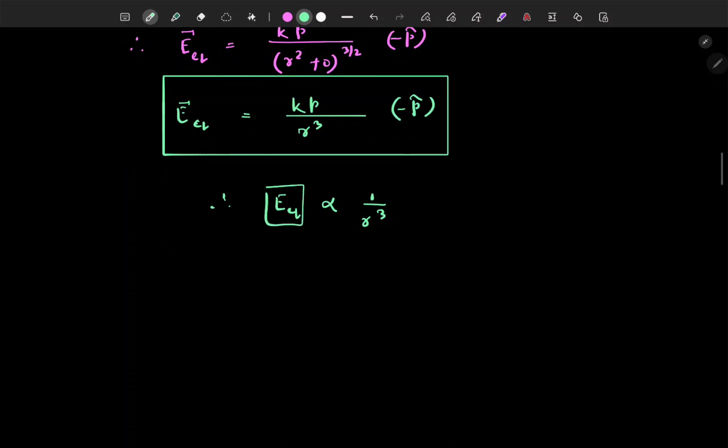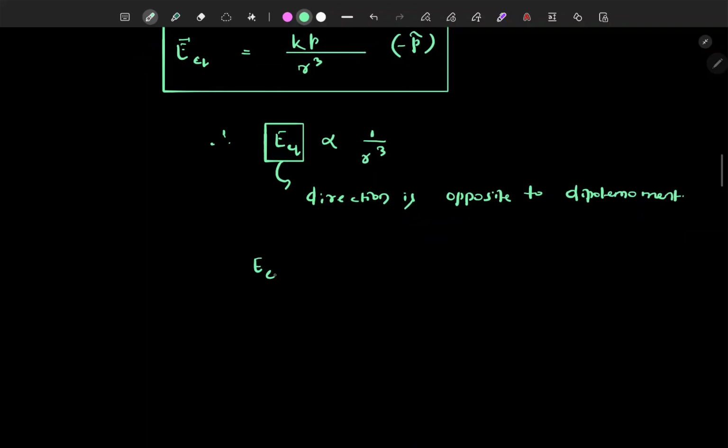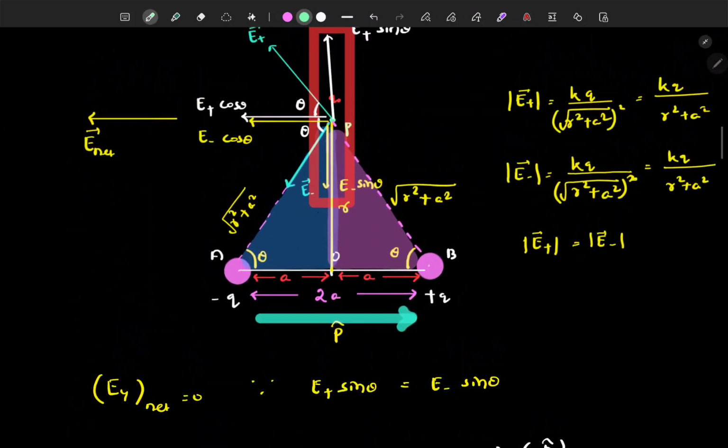E equatorial direction is opposite to dipole moment. What is the value of theta? Opposite to dipole moment means E equatorial vector is parallel to minus P vector, anti-parallel. So theta is equal to 180 degrees between them.